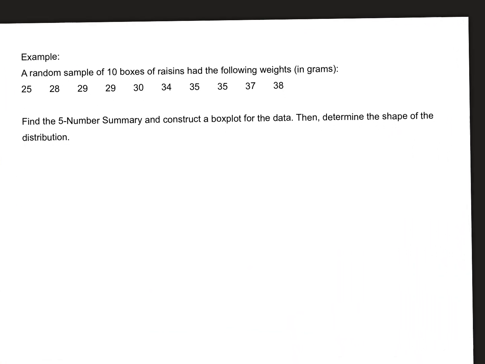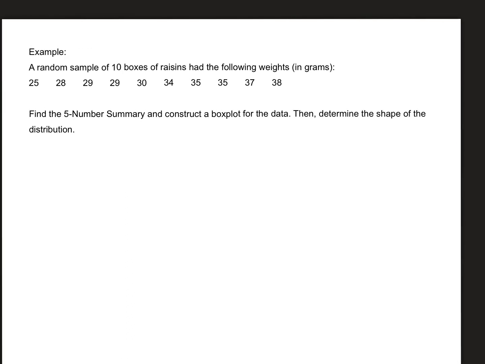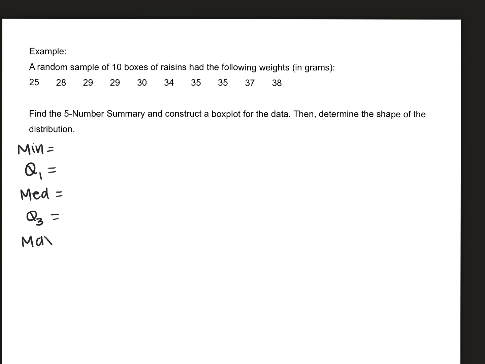So let's go ahead and take a look at an example. So we have a random sample of 10 boxes of raisins and their weights in grams. We want to find our 5-number summary, construct a box plot, and then determine the shape of our distribution. So the first thing I'm going to do, I'm going to write we have to do min. I'm going to always abbreviate quartile 1 as Q1, the median, quartile 3, and then our max.